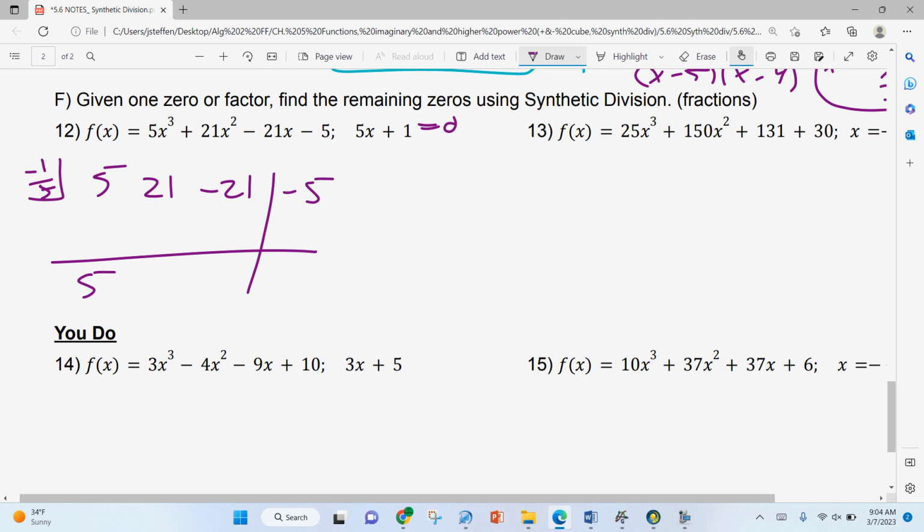So if you need to type in -1/5 multiplied by 5, it'll just get you -1. 21 is positive 20 multiplied by -1/5 would be -4. -1/5 times -25 is positive 5, which gives you a remainder of 0.